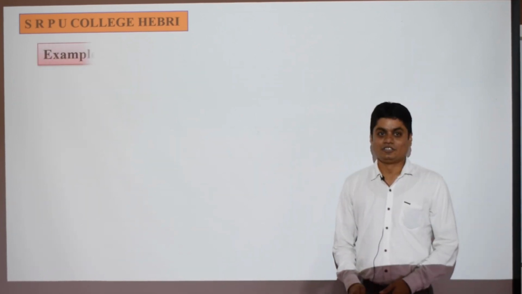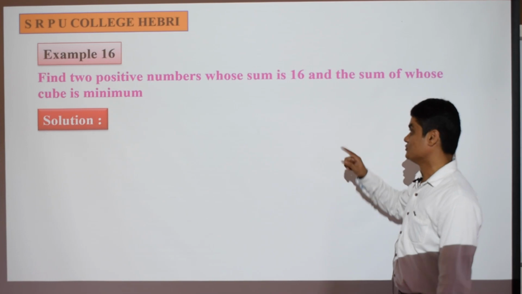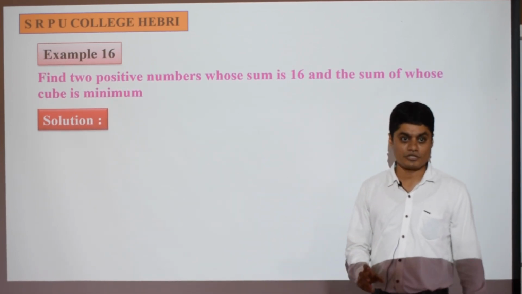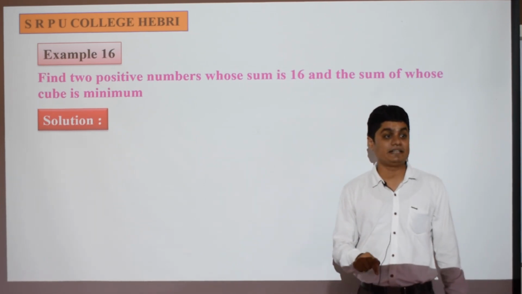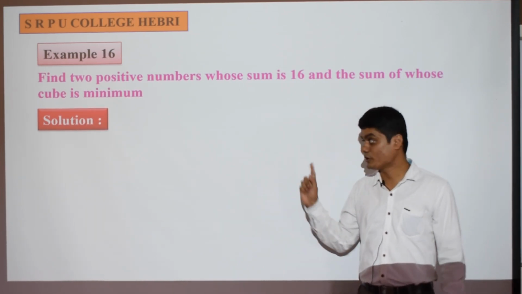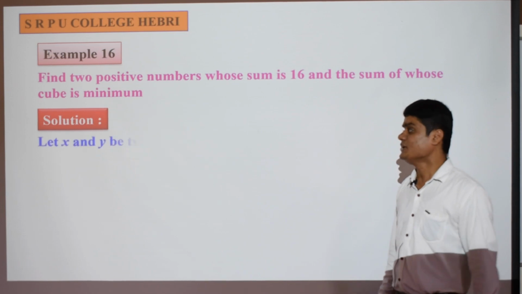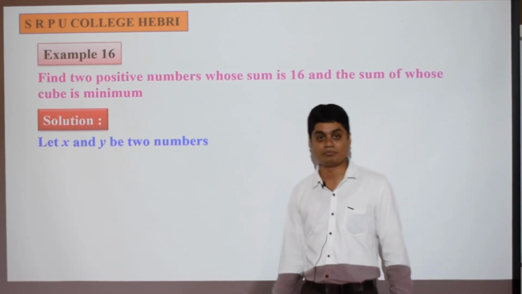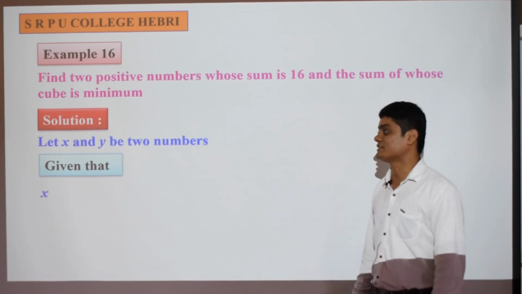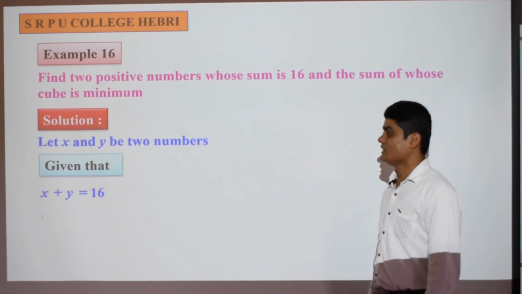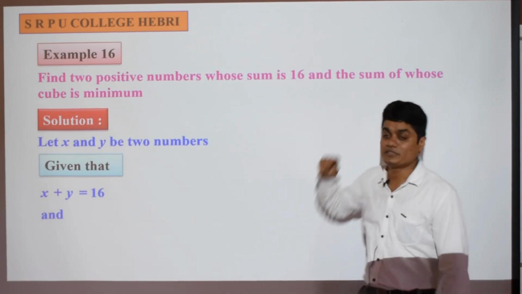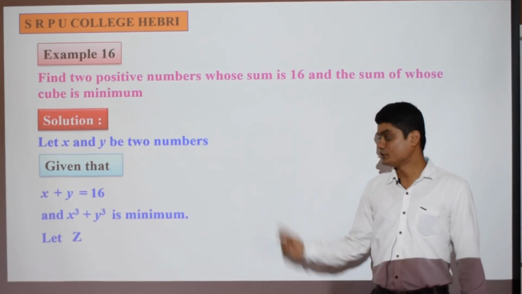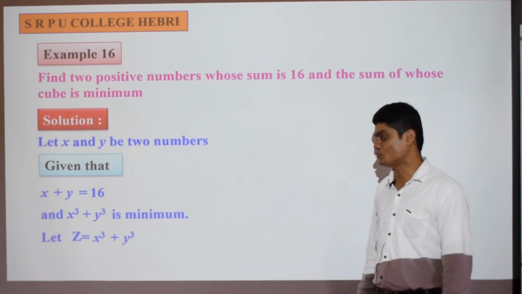Okay, so next question: find two positive numbers whose sum is 16 and the sum of whose cubes is minimum. This is also one important question. Remember this particular problem, final example for 3 marks. So important question, observe carefully. But the work is the same. What is given: two numbers, sum is equal to 16. So first you consider the two numbers as x and y. So given that x plus y is equal to 16, and the sum of whose cubes, x cube plus y cube, is minimum. So consider z is equal to x cube plus y cube.